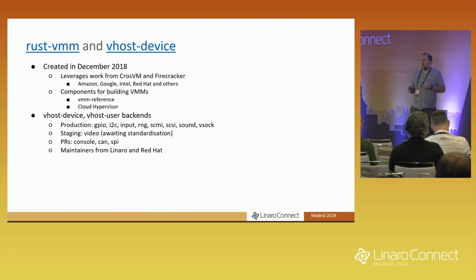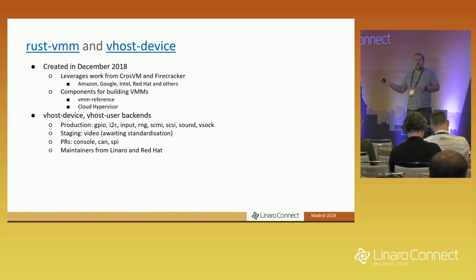So just a little bit more about Rust VMM. Rust VMM is a relatively new project. It was created in December 2018. So it builds on the work of Google's CrossVM and Amazon's Firecracker, which were both implementing VMMs using Rust as the implementation language. And they very quickly realized there's an awful lot of commonality in this, and they created the Rust VMM project as a place to put all the components that you need to build VMMs. So it's very much a sort of toolbox kit of things you can use to build a VMM.